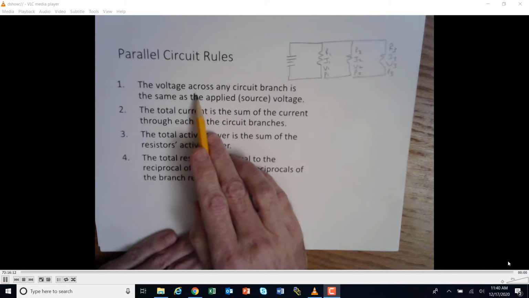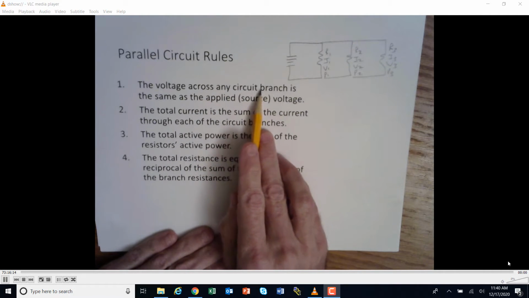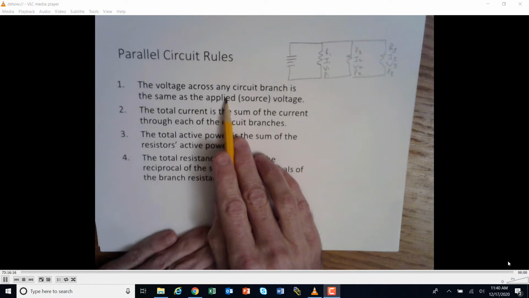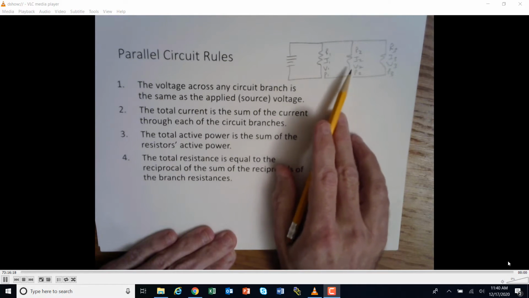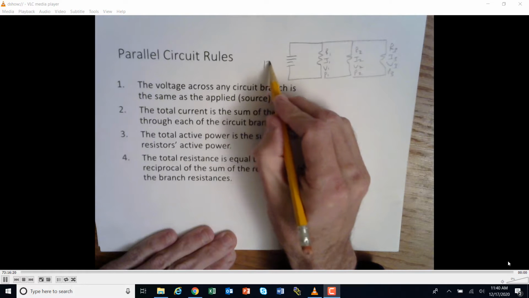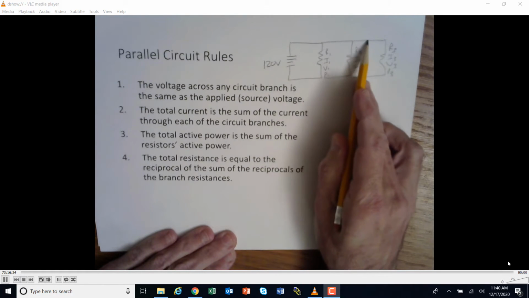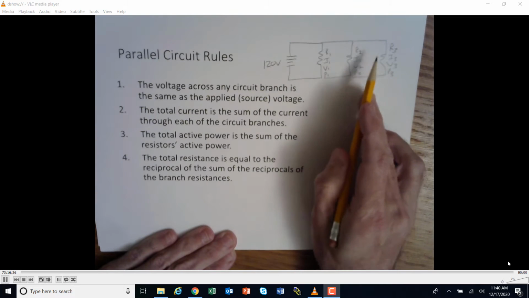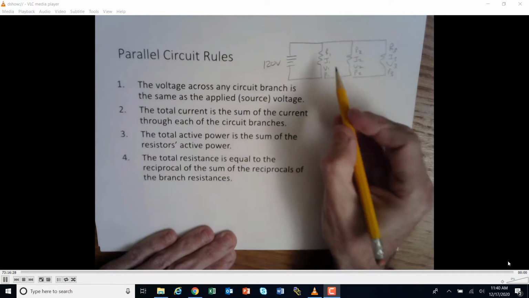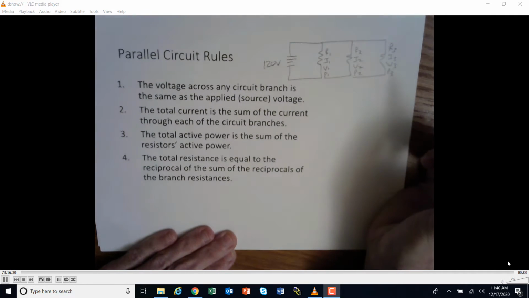So the voltage drop across any circuit branch is the same. In a parallel circuit, the voltage stays the same. So if this was 120 volts over here, we know that across the top and the bottom here, we have a drop of 120 volts. So V1, V2, and V3 are going to be the same.